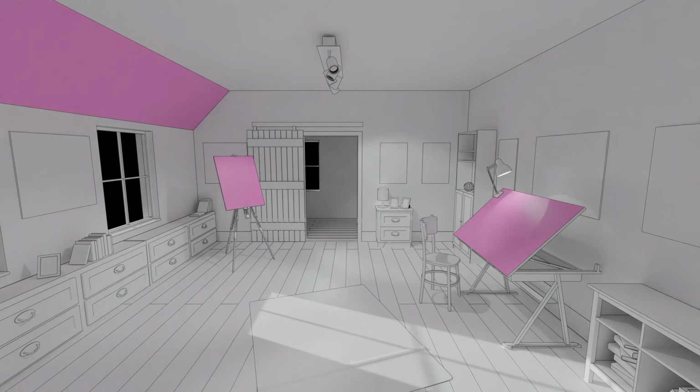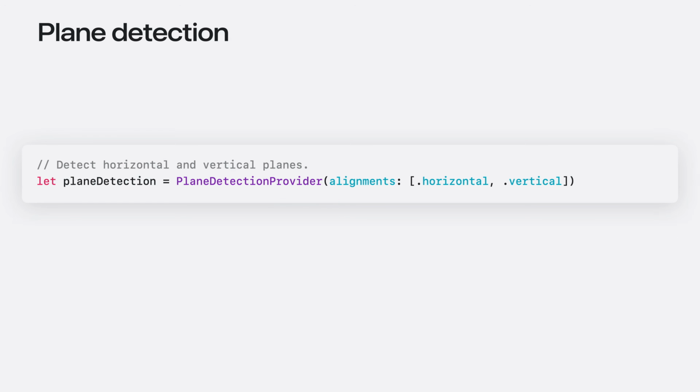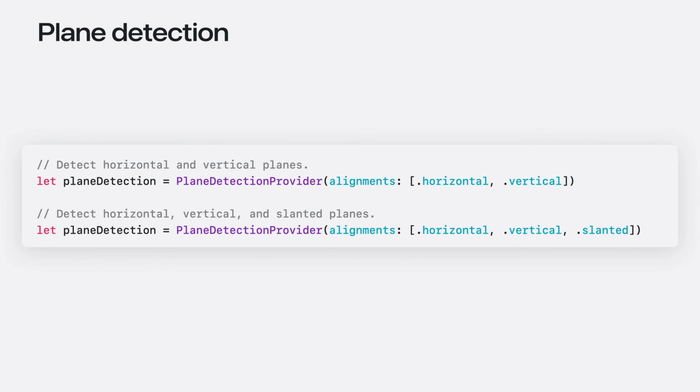This year, we're introducing a new slanted plane alignment used for detecting angled surfaces. Your app will continue to receive horizontally and vertically aligned plane anchors without any changes. If you'd like to also get slanted plane anchors, we've made it easy for you to do so with just one change. All you need to do is update the alignments you configure your plane detection provider with. Simply include the new slanted alignment. It's that easy.